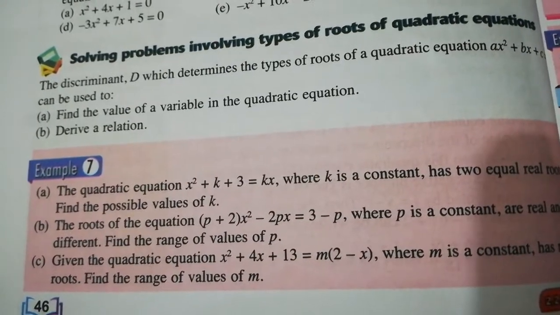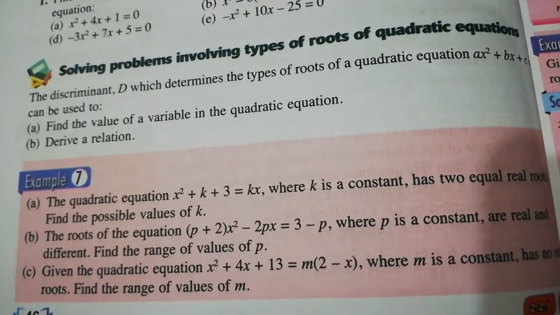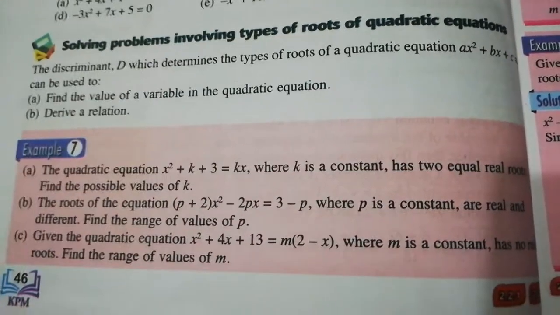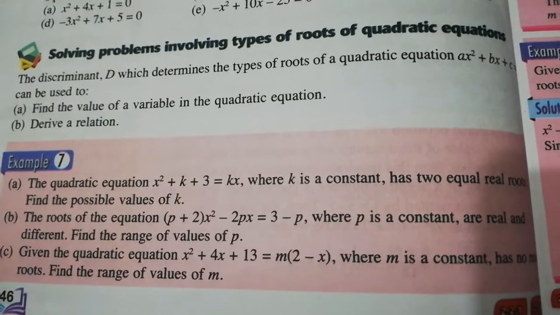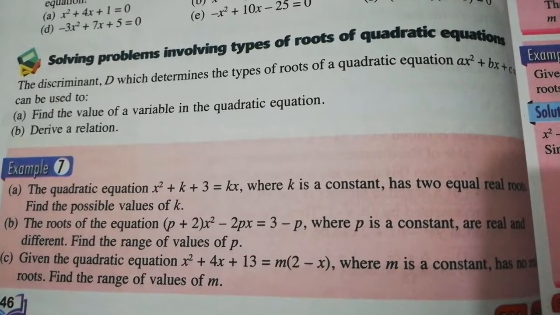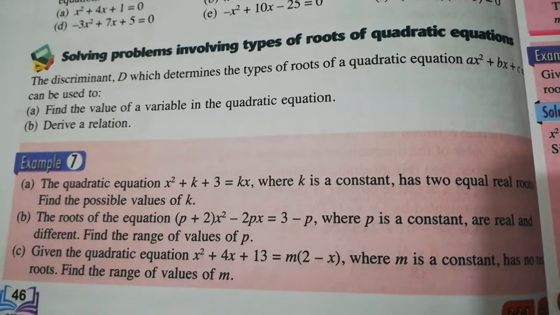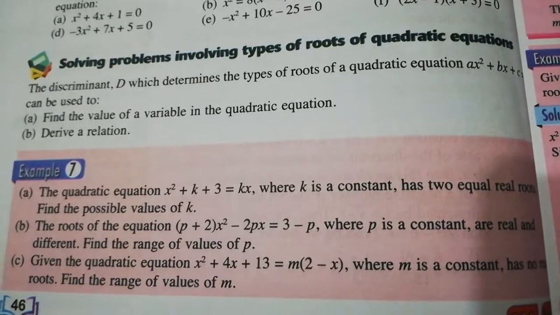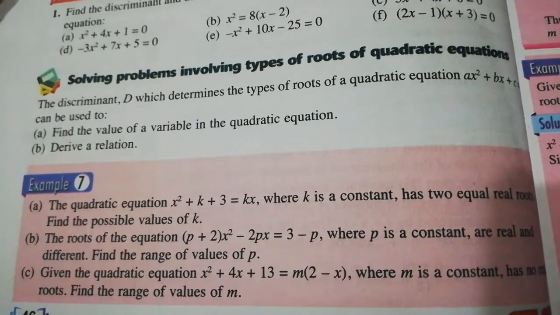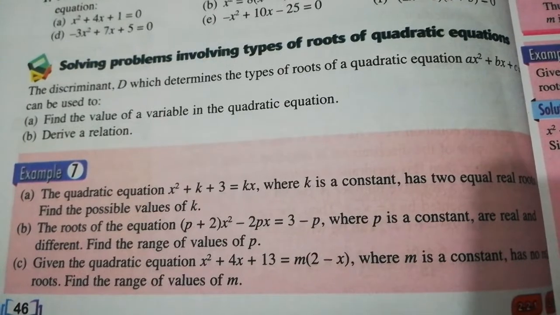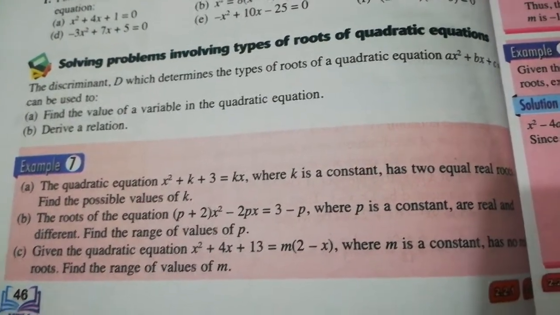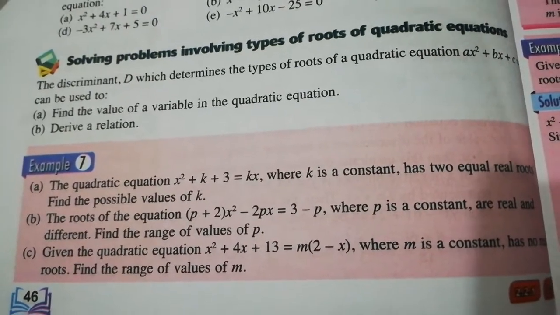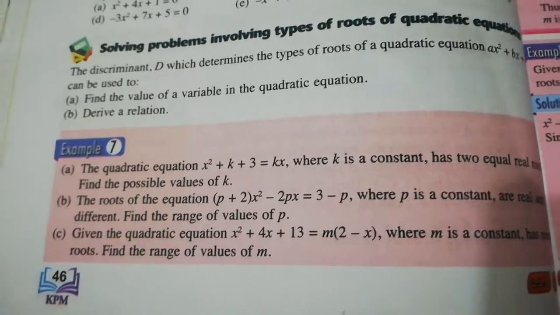For question B, the roots of the equation p plus 2 x squared minus 2px equals 3 minus p, where p is a constant, are real and different. Find the range of values of p. We will use b squared minus 4ac larger than 0 because we have real and different roots. Then for question C, we have the equation where m is a constant, has no real root. So for no real root, we will use less than 0: b squared minus 4ac less than 0.